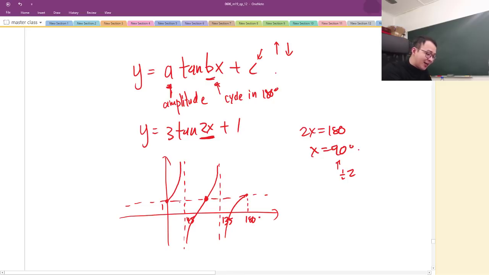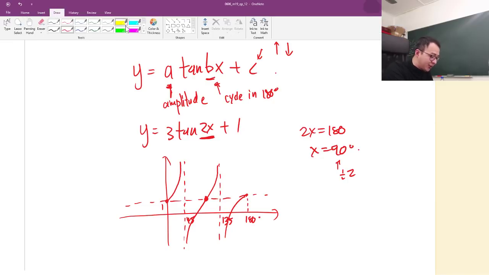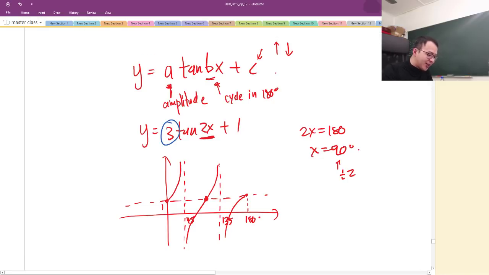And you might ask, how about the 3? The 3 is the amplitude. Tangent, it is very hard to see the amplitude. So the graph still looks like this. Even if this is 3 tangent 2x, the graph still looks like this.